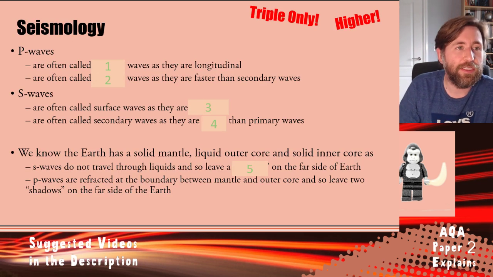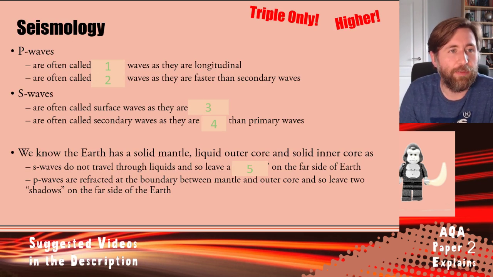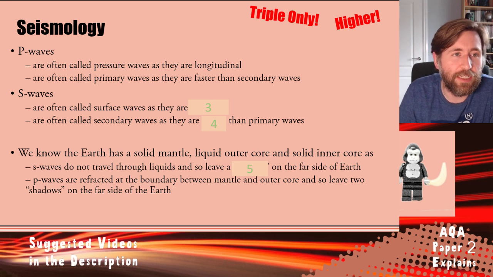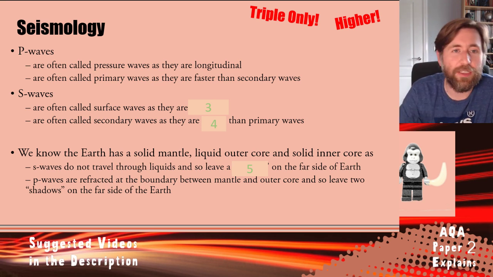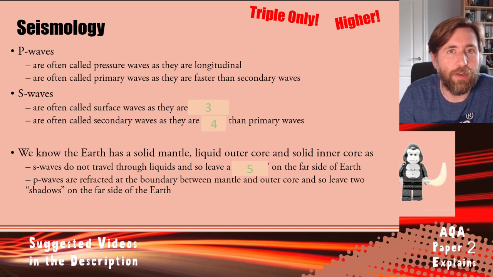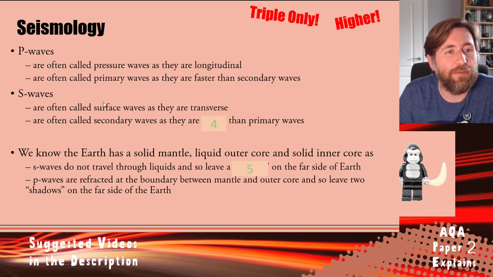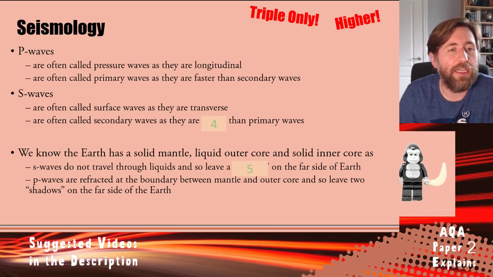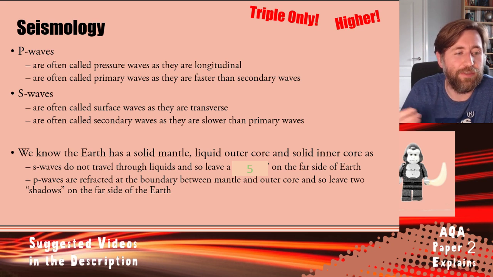Seismology is about waves. That's about understanding our planet Earth. P waves are called pressure waves as they're longitudinal. They're also called primary waves because they're faster than secondary waves. So longitudinal waves are the warning shake left to right on the land. S waves are often called surface waves as they're transverse, so imagine a wave on the surface of something. They're often called secondary waves as they're slower than primary waves. So they arrive second and they do all the damage.